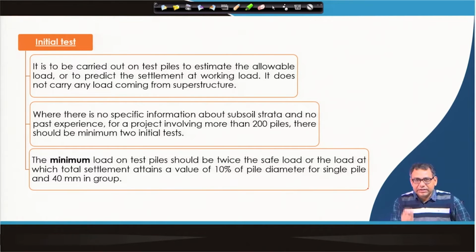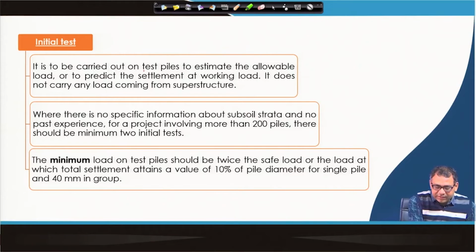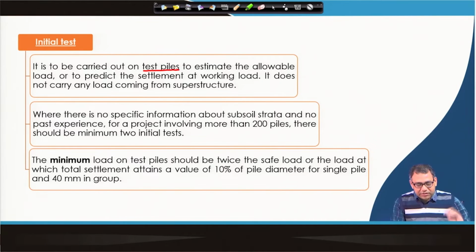One is called the initial test, and those tests are carried out on the test pile. That means these piles are test piles, where the initial tests are carried out. So, what are test piles? Test piles are used to estimate the allowable load and to predict the settlement at working load.